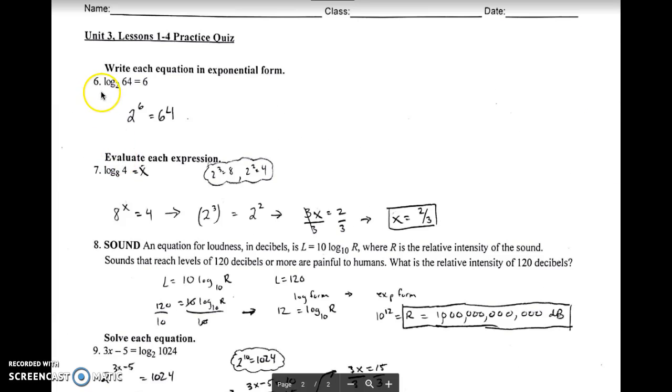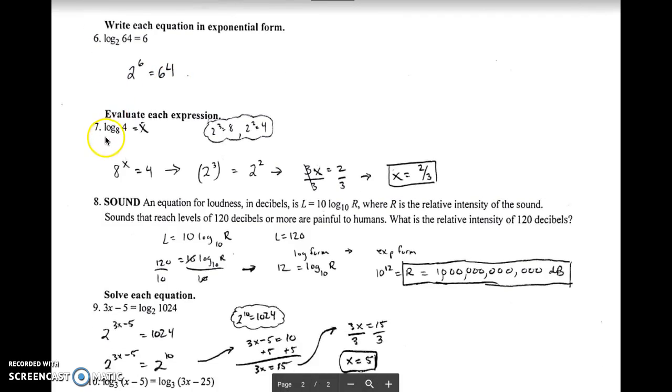Question 6, we're now into lesson 3 and 4. For the back of the page, we need to write an equation in exponential form. We're just moving from log form to exponential form. The way you do that, you find your base, which is 2, to the power y, which is 6, equals the answer x, which is 64. 2 to the 6th equals 64. There's nothing to solve, you're just changing the form.